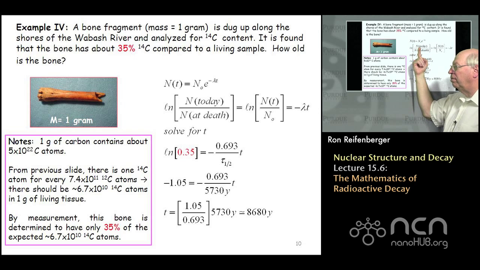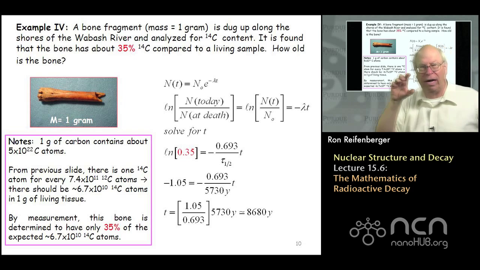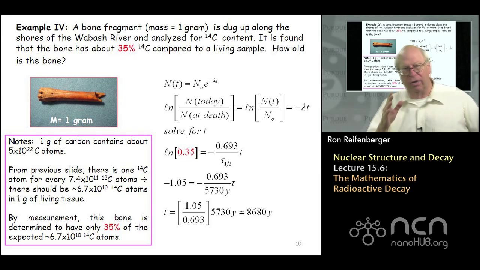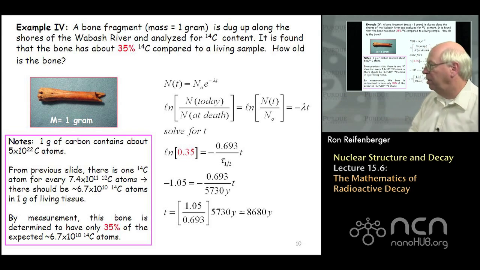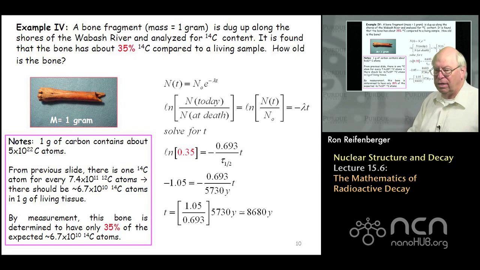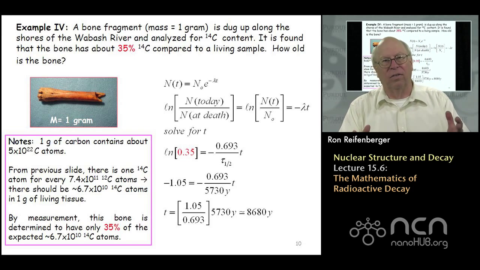You just take the ratio of N of t divided by N0. That's 0.35. That's what you measure experimentally. So you have to take the natural log of that, and then you have to solve for the time t. And knowing the half-life of this decay from carbon-14 to carbon-12, which is about 5,730 years, that's the half-life. Every 5,730 years, half of the carbon-14 decays to carbon-12. So it's all over with this line of the equation. You just have to follow through the arithmetic, and you estimate that that bone is about 8,680 years old.